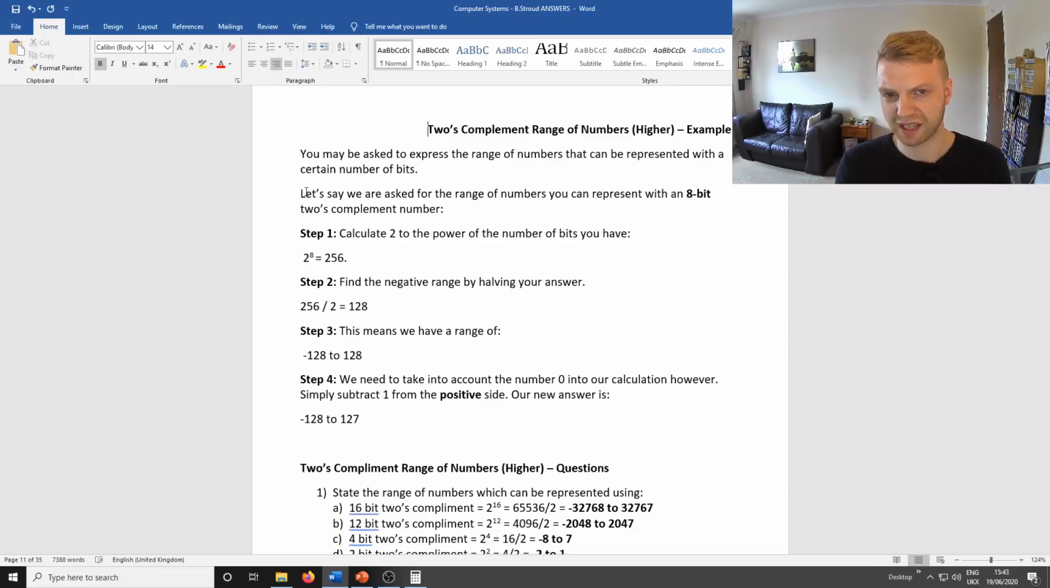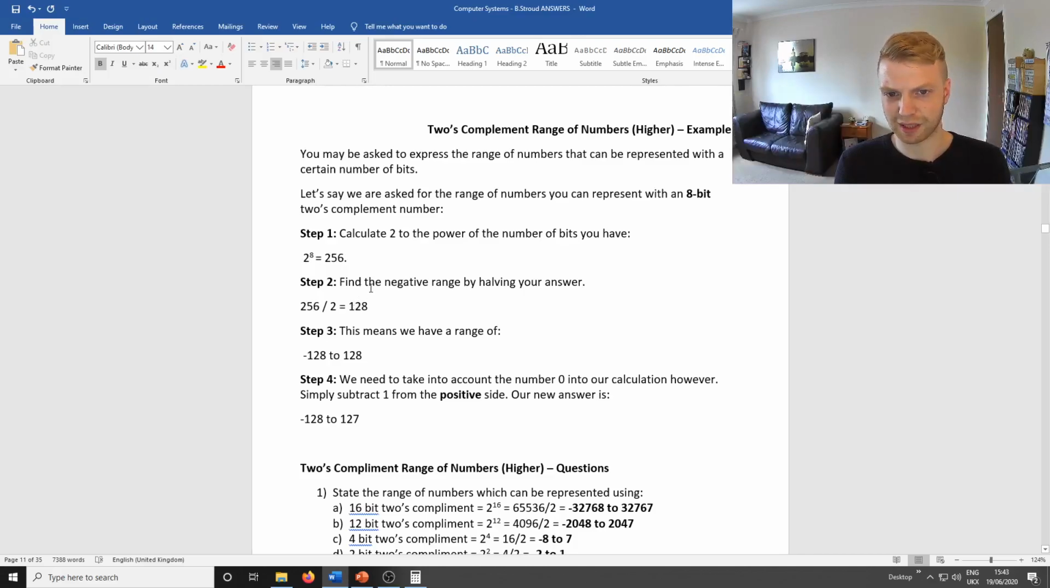We're going to be looking at how to calculate the range of numbers you can get with a 2's complement binary number. There's a few steps to follow. It isn't that difficult. First thing you've got to do is calculate 2 to the power of the number of bits you have. So let's say it's an 8-bit 2's complement number. You do 2 to the power 8, which is 256. That means you've got 256 possibilities you can work with.